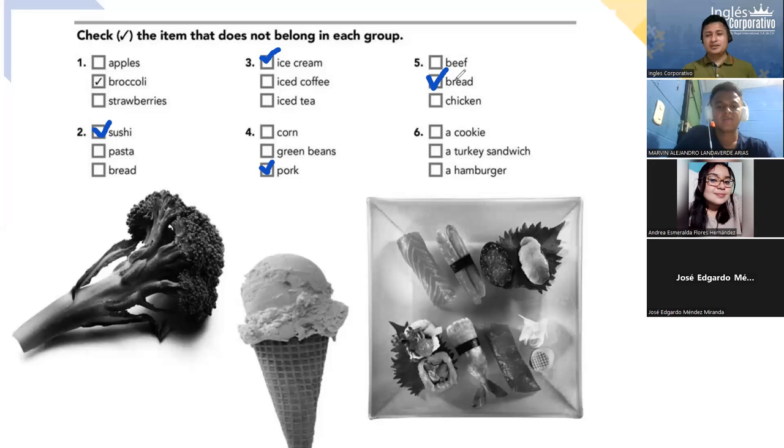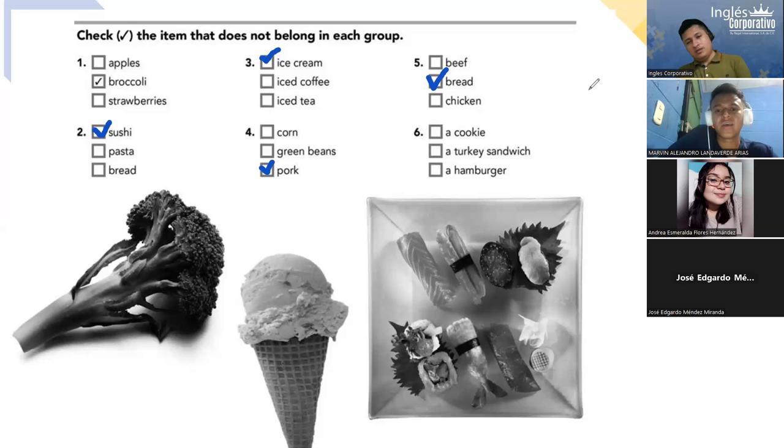Bread is not here. Beef, what is this beef? What is the meaning of beef? What is beef? Any idea? Carne de res. Exactly right. So it's carne de res. Expensive nowadays, right? Yes, expensive, like $10 maybe. What about the number six?